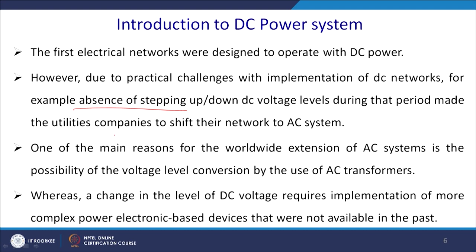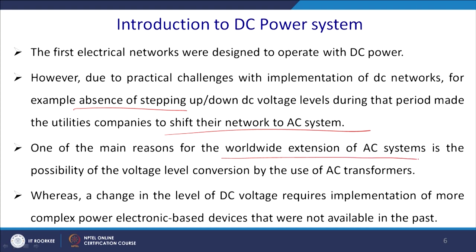the utility companies were made to shift from DC to AC system, mostly due to the transformer, because at that time we did not have a very versatile SMPS or switch mode power supply or DC to DC conversion system. For this reason, you are forced to go for the AC system, and it has a lot of advantages, we cannot deny that.